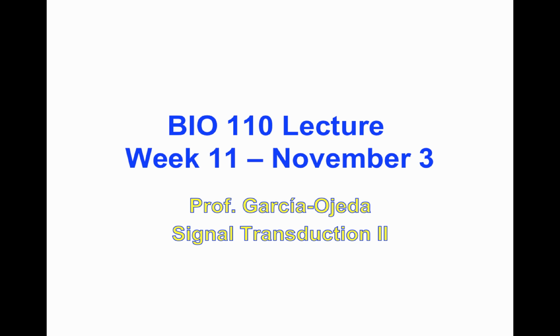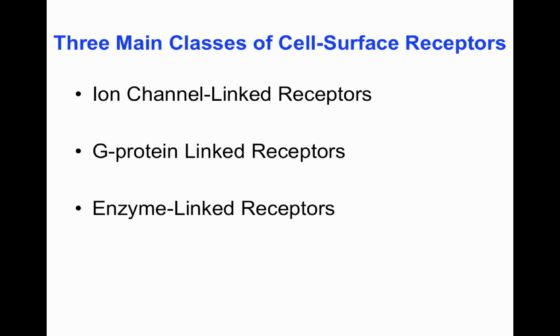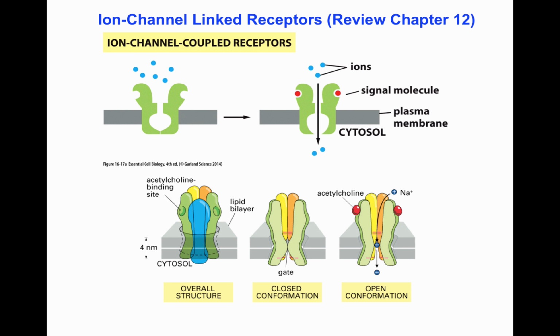Anyway, let's start the class now. So the main three classes of cell surface receptors we're going to be focusing on today are going to be the ion channel linked receptors, of which you already are quite well aware of the acetylcholine receptor, for example. And we're going to look at two other types, the G protein linked receptors and the enzyme-linked receptors. So let's take a look at these and how they work and understand how they help the cell transduce signal.